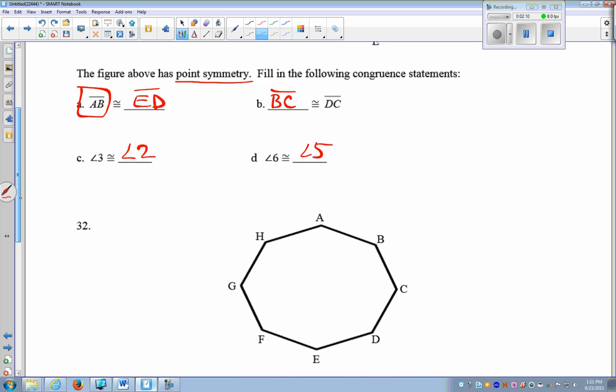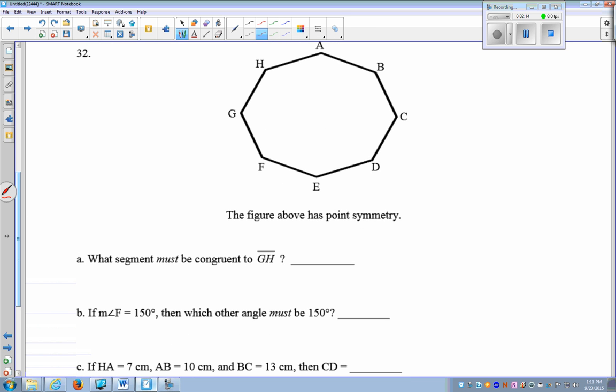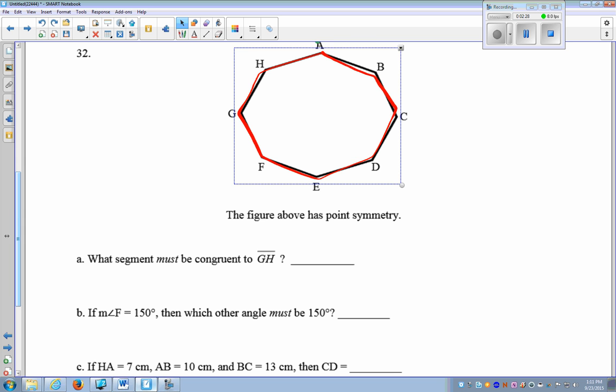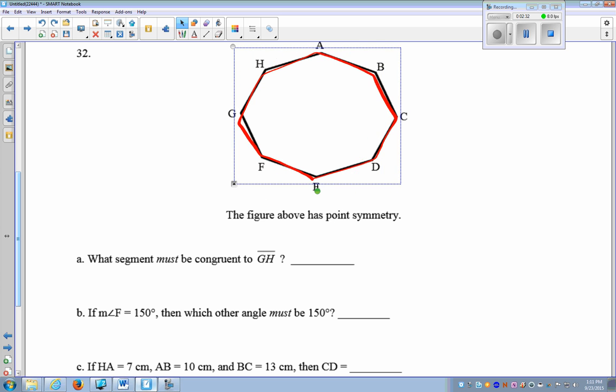Let's take a look at number 25. 25 has a bit of a typo in it, but we'll get to that in a second. Again, we're talking about this figure has point symmetry. So if I trace my figure, if it truly has point symmetry, then when I rotate it 180 degrees, it should look exactly like the original, and it does.